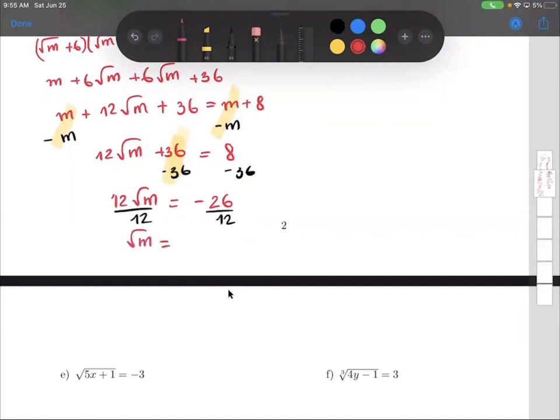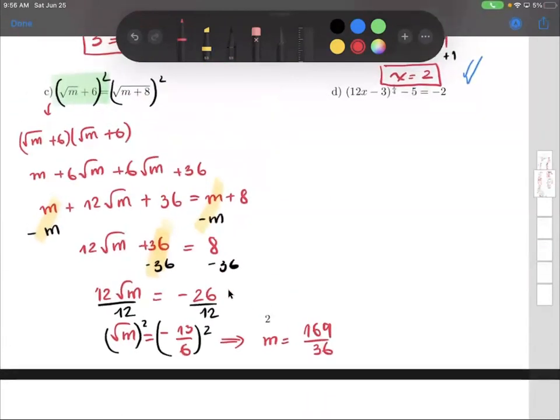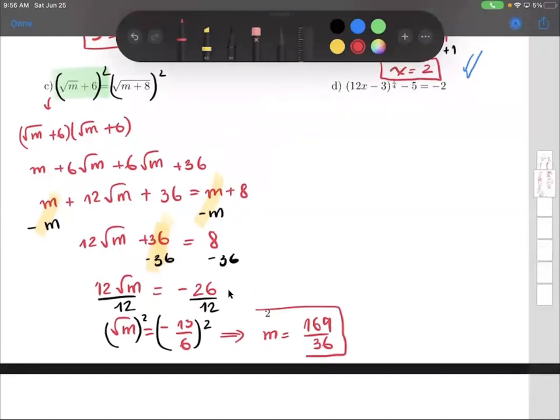Square root of m equals... was it 3? Negative, no, I don't think so. 26 divided by 2 is 13, and 12 divided by 2 is 6. So negative 13 over 6. Then you square it to get rid of the square root. So m equals negative 13 squared, which is 169, over 6 squared, which is 36. And then you plug your answer back in to check, and I believe it checks. All right.